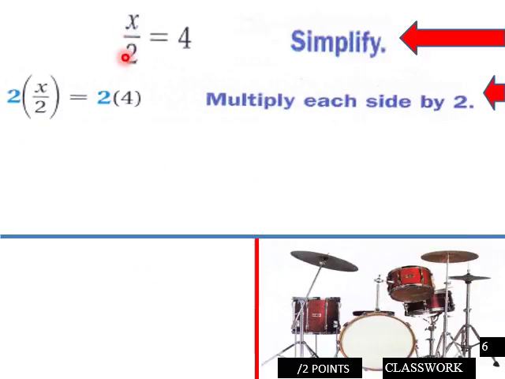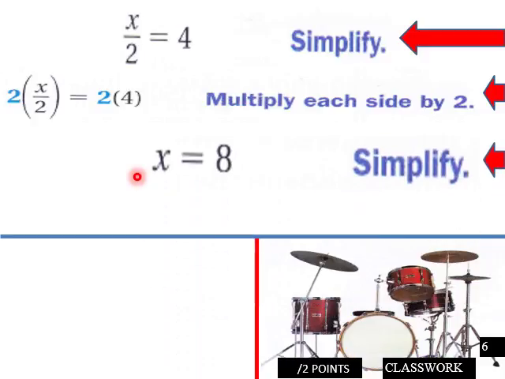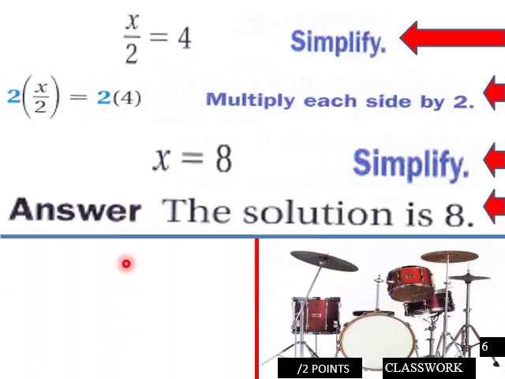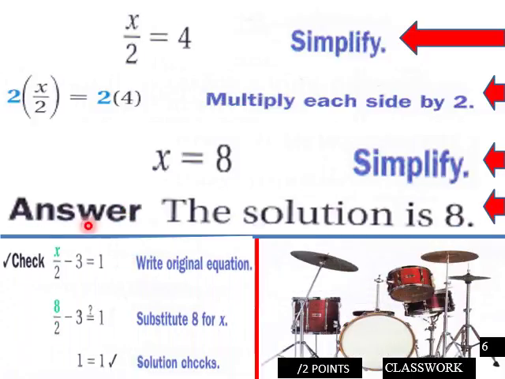So we multiply both sides here by 2 to get rid of this 2 here. x equals 8. And then we need to check. Here's our check here. We plug in our 8 up here, and it checks out.